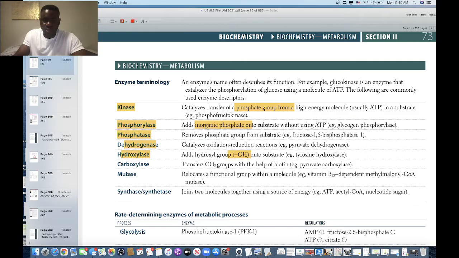And carboxylase, we talk about it transferring what? Carbon dioxide group, CO2 group. Like for example, I just call it carbon group, and pyruvate carboxylase is one of them.